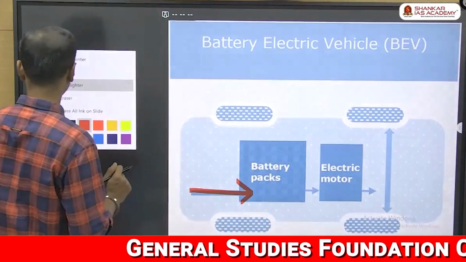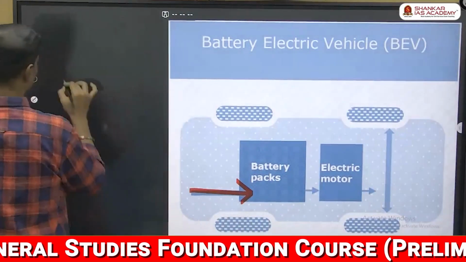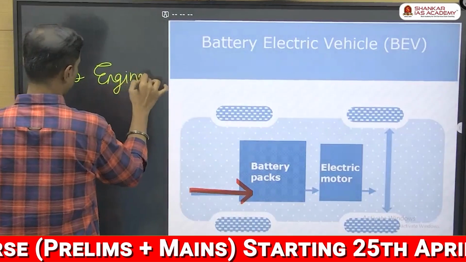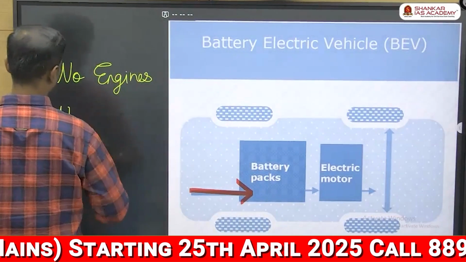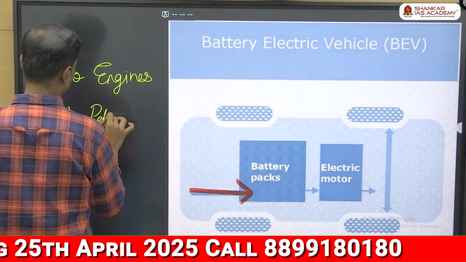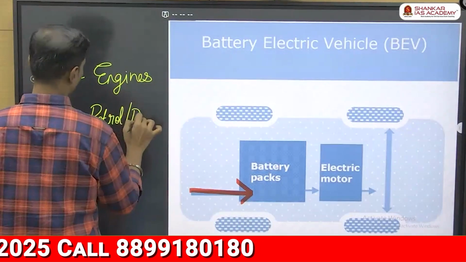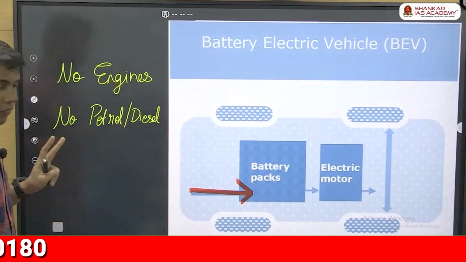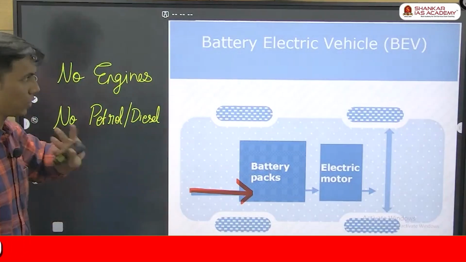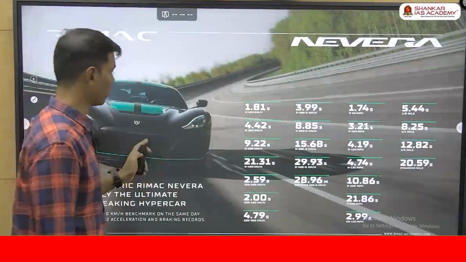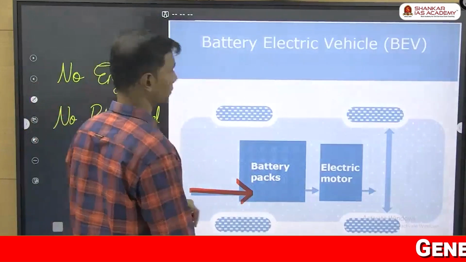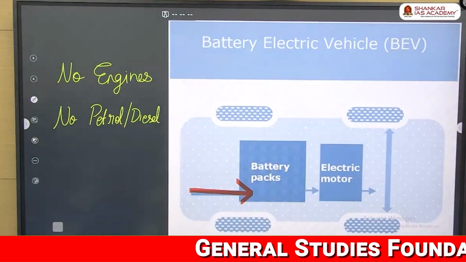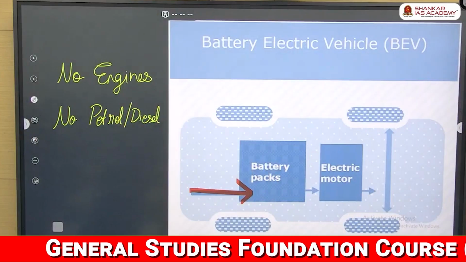So altogether in this block diagram, what we have noticed here is no internal combustion engines are used here, which also means no petrol or diesel or any forms of fossil fuels are used here. Here, no engine and no fossil fuel. This is how it works. First, you copy this, then we can go to the remaining concepts. BEV or battery electric vehicle.